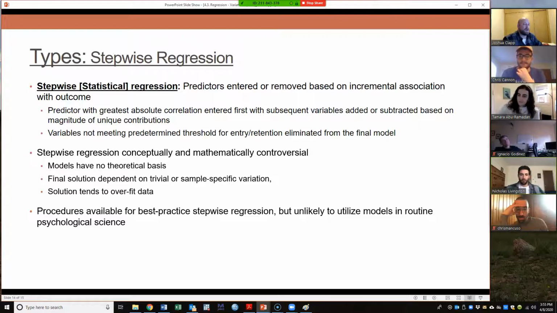And what you sometimes see stepwise regression used for is, I have a massive data set and I have 1,000 different predictors, and I'm just going to run this model and see what pops up, right? Like, what are the important things in here?